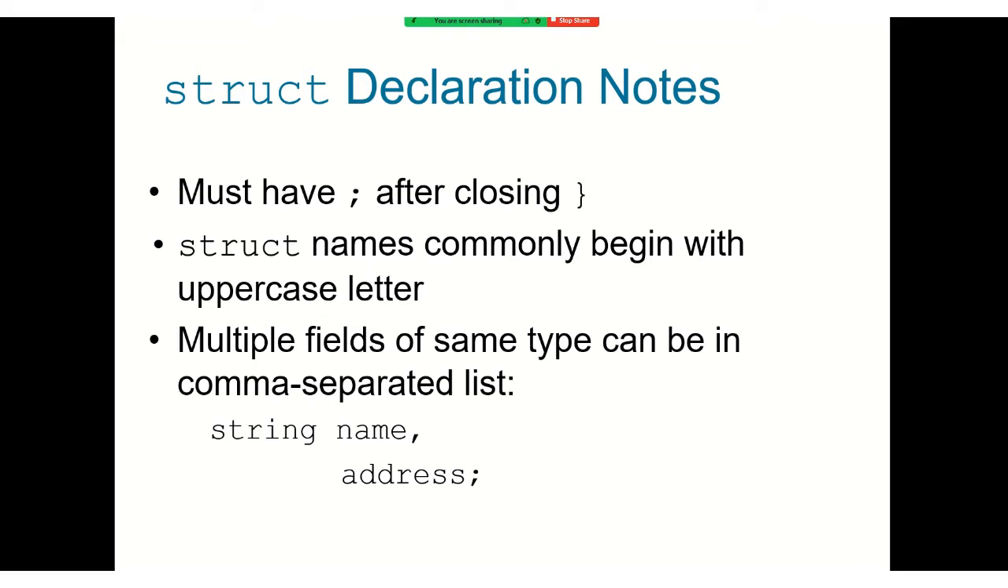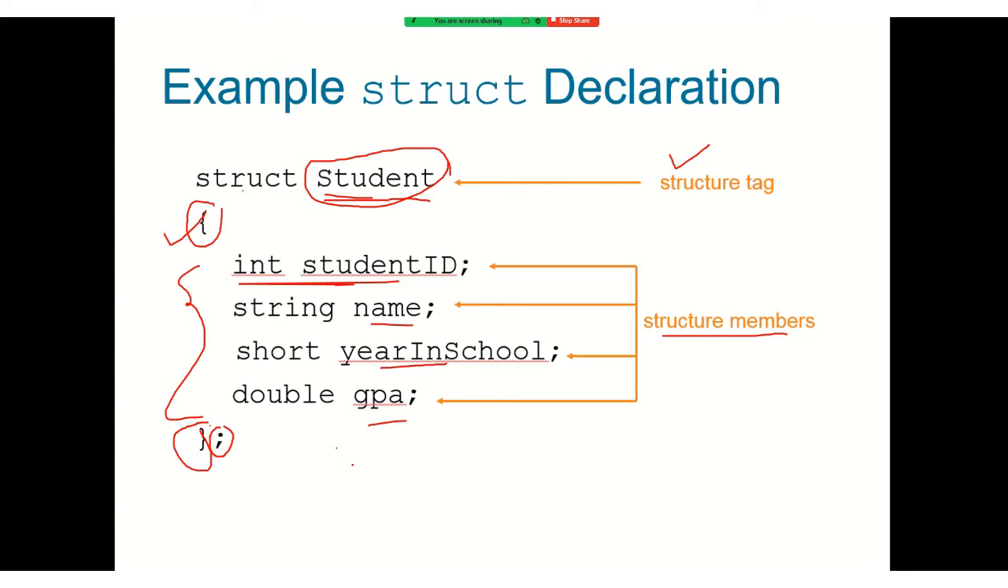Then multiple fields of the same type can be in a comma separated list. For example, you can have the name, address. So basically, you are defining the variables in exactly the same way as you do in any average C++ code. You remember you can define variables like int x, y, and you can even initialize z equals 0. This is absolutely legal in C++.